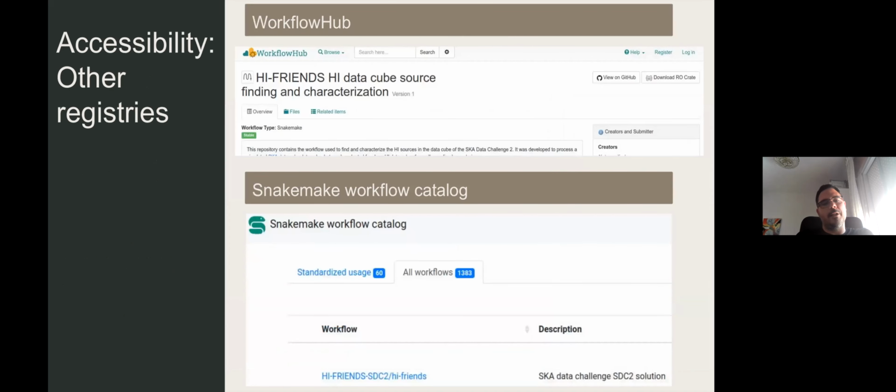Okay. For accessibility, there are other registries also. We discovered this WorkflowHub, which I think has not been there for long. I think this was the first or the second Snakemake-based workflow ever uploaded. And I also discovered, a few weeks after submitting it, that Snakemake has an automatic way of localizing workflows in GitHub, for example, and I think also GitLab. It creates a catalog of Snakemake-based workflows. And because we were following the recommended structure, it was identified and automatically classified as a workflow in the catalog.